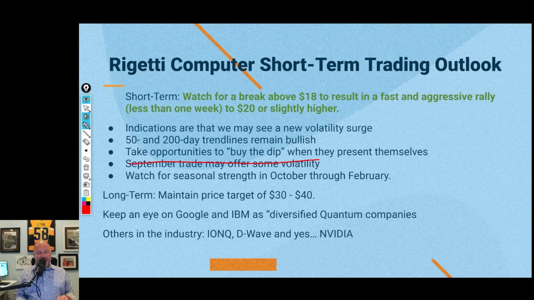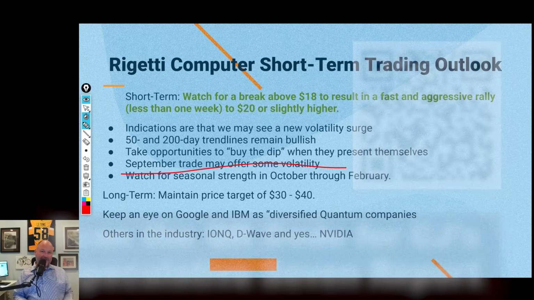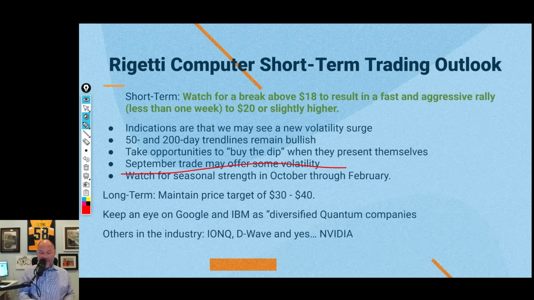Take your opportunities to buy the dip on these stocks, the IONQs, the D-Waves, and the Rigettis of the world. Make sure you check out that Speculative 7 report. But September trade's going to see some volatility, and that may give you that buy the dip opportunity. Seasonal strength, October through February, is likely to pull up all the boats. These boats are going to go a little bit faster because they are among those speculative companies that investors are right now still in discovery mode on. So they'll take those opportunities to avoid a FOMO trade.